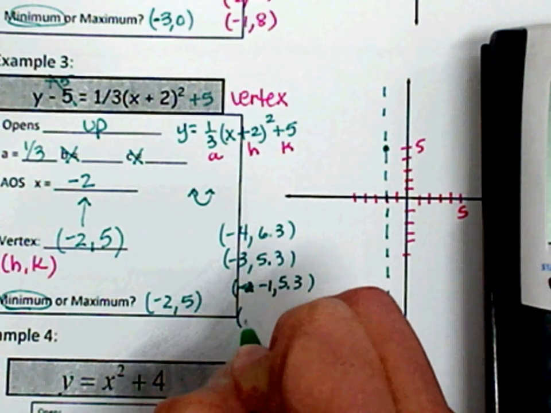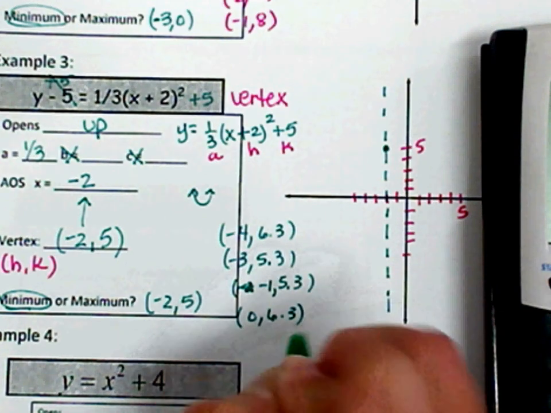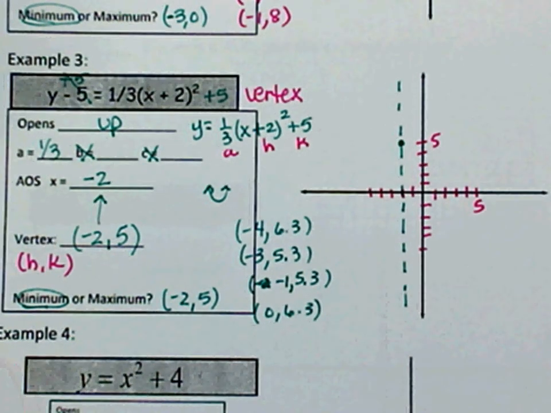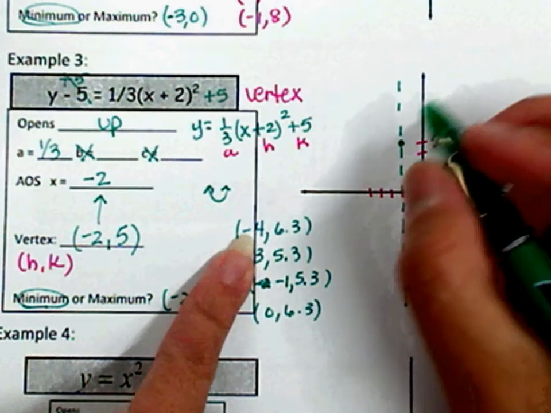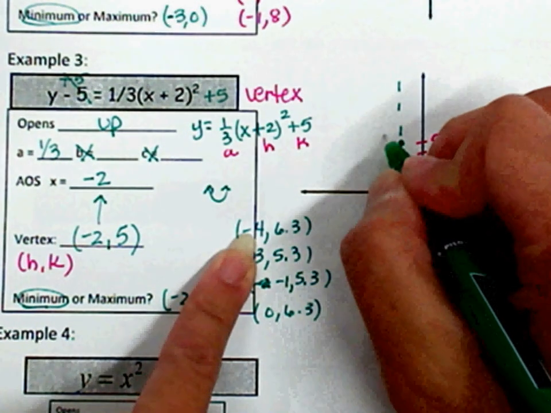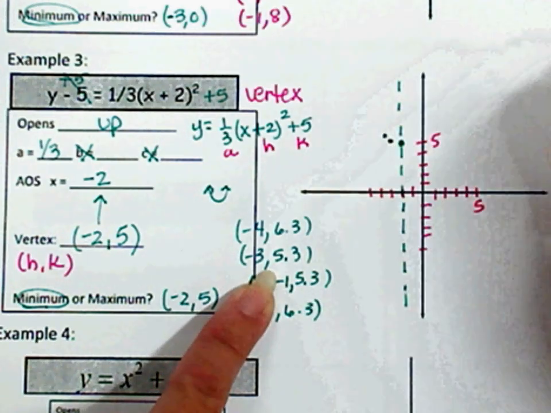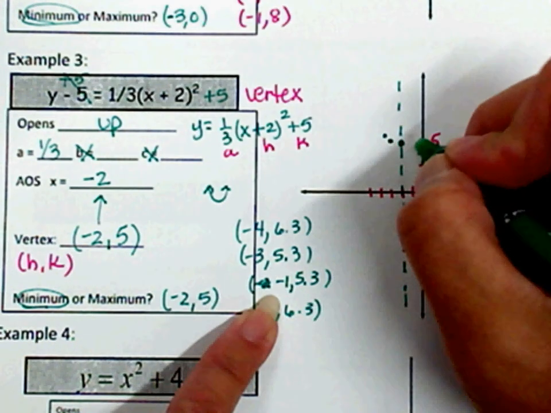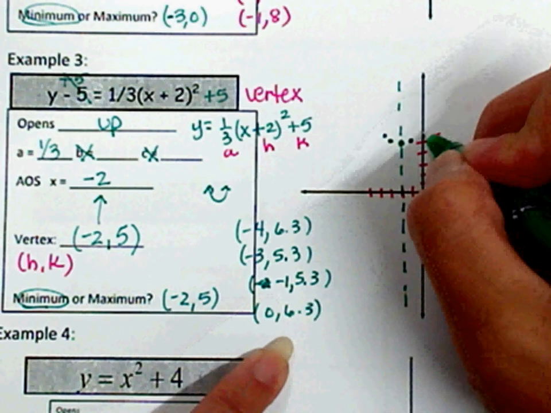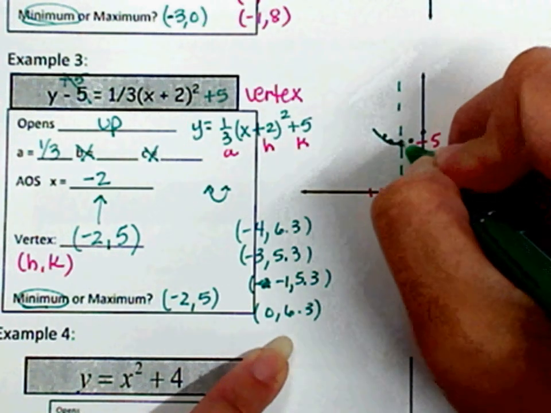Plot those points, okay? So negative 4, 6.3, negative 3, 5.3, negative 1, and 0. It's compressed. See how your graph looks like that? And there you go.